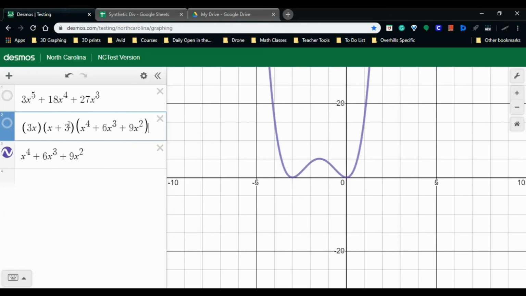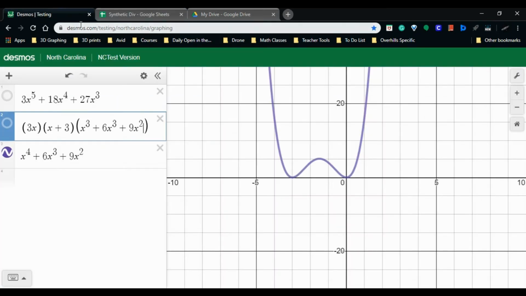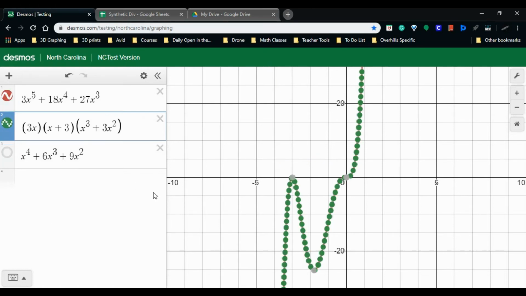So if I change this to 1x cubed plus 3x squared plus 0x, then I should end up with the same graphs as the original. So what I've done is I've factored this down a little bit further.